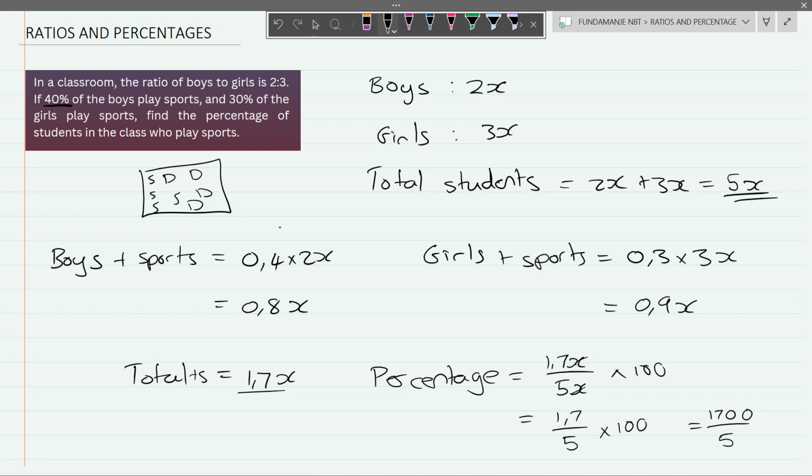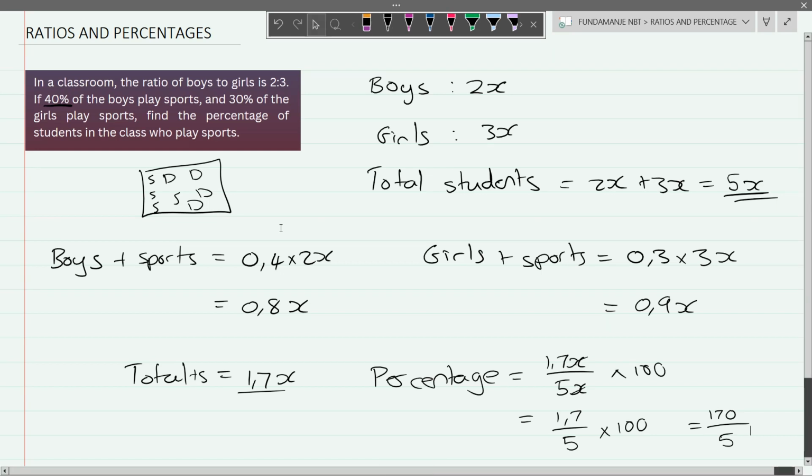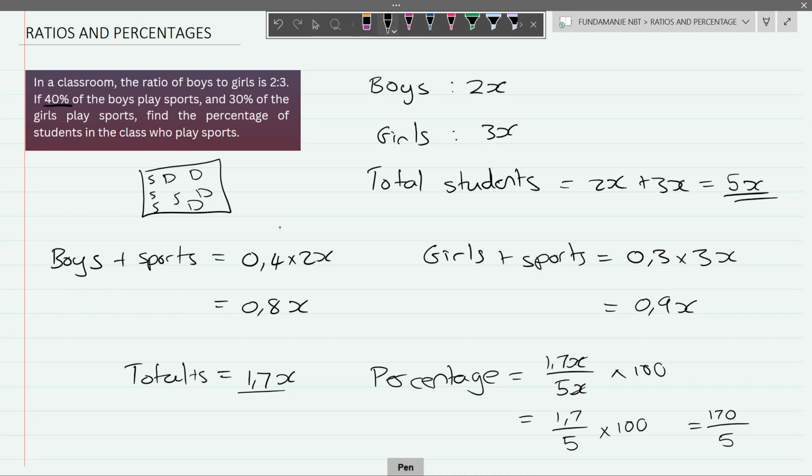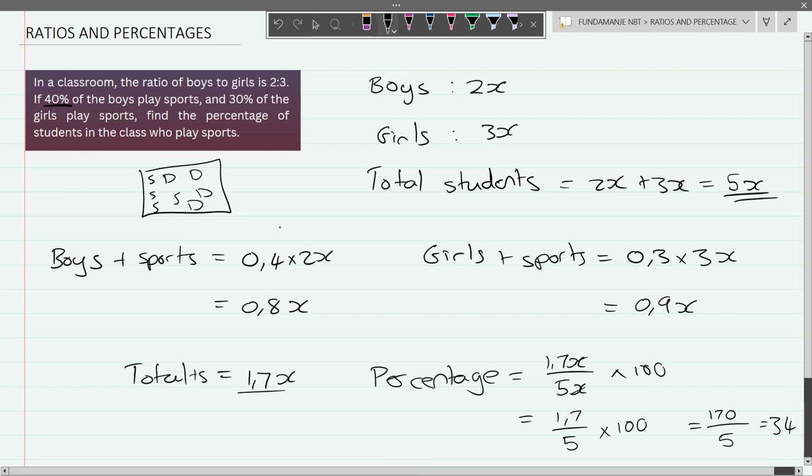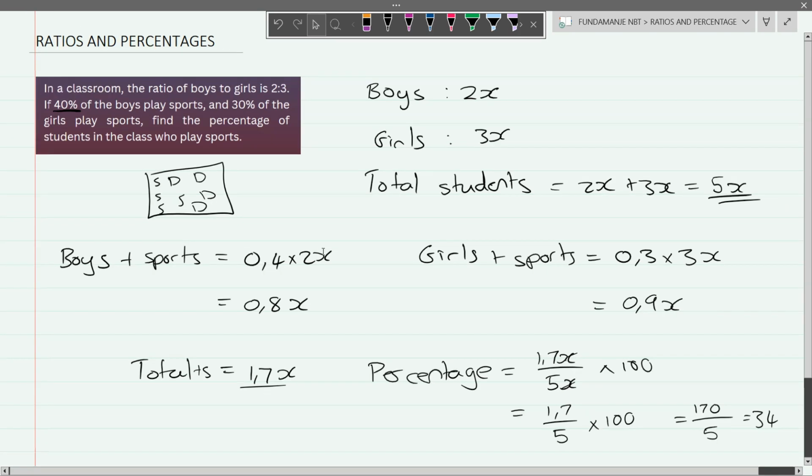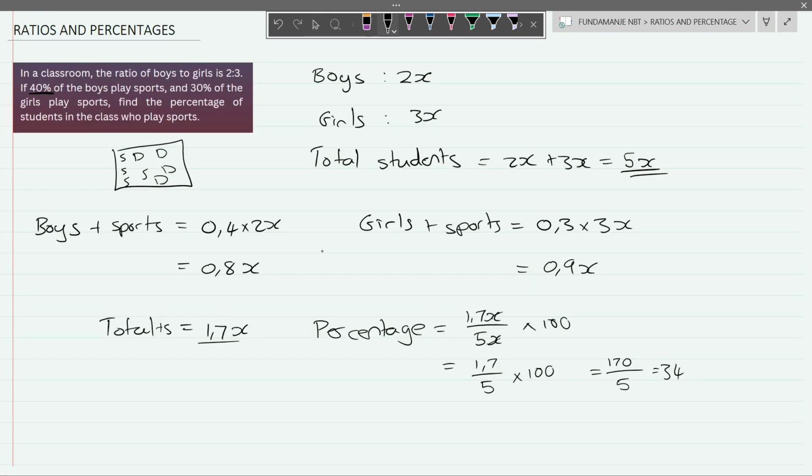So let's see what that is going to be. 1.7 times 100, that's not 1,700 but 170, divided by 5. That would give us 34, so 34% of the students are playing sports. So that would be our answer.